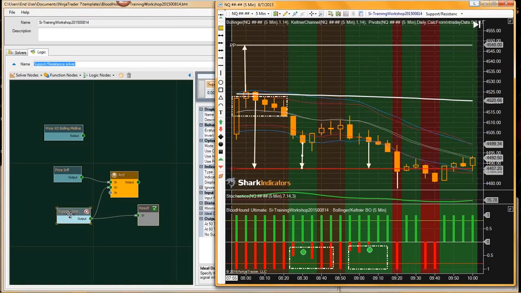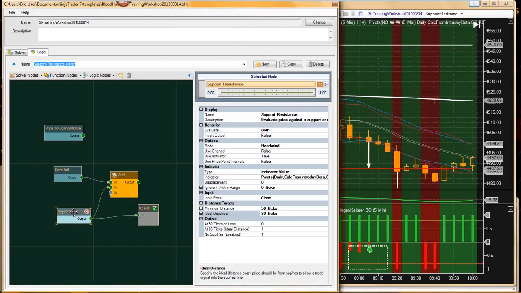And so let's take a look at the solver. Right, so our minimum distance is 50 ticks. So if we at least have 50 ticks, or a little bit more than 50 ticks, we're going to start getting an output here. So that's just using fuzzy logic, the fuzzy logic part of this solver here.